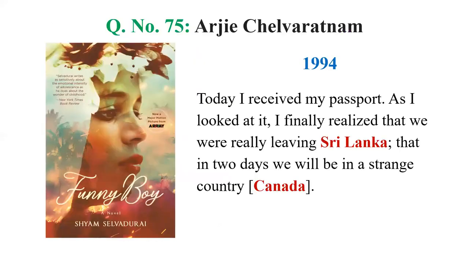This novel was written by the Sri Lankan Canadian writer Shyam Selvadurai. It is set in Sri Lanka and talks about R.G. Selvaratnam, Arjie, the boy's growth. It was published in 1994, and it talks about gay and homosexual relationships, or simply put, how Arjie comes to terms with his sexual orientation and the discrimination he faces. Towards the end of the novel, of course, he moves from Sri Lanka to Canada.